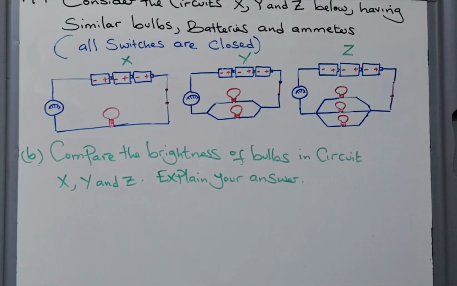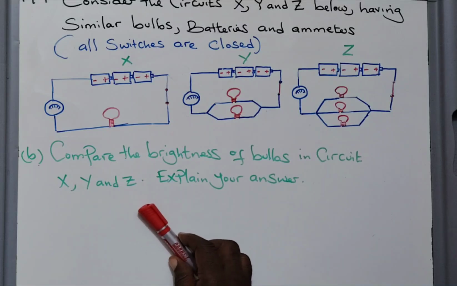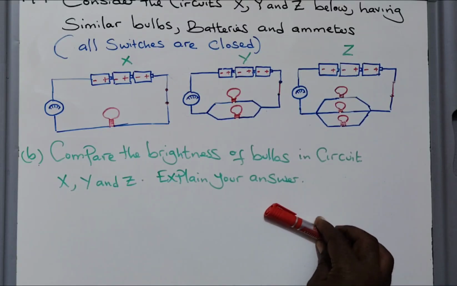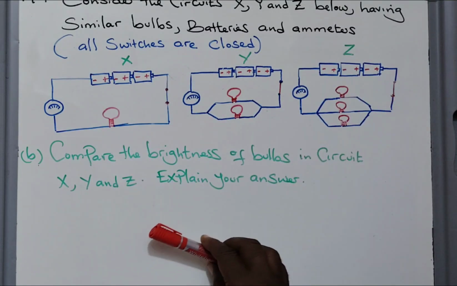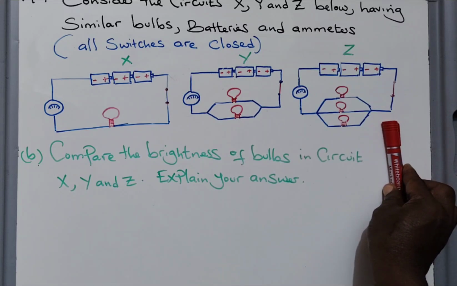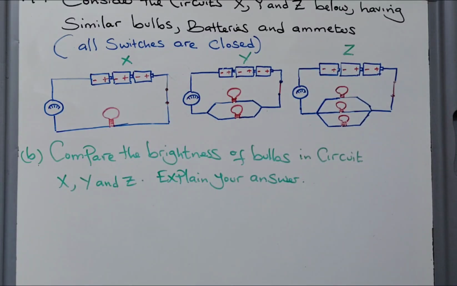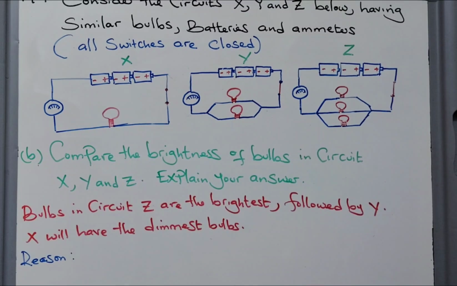Then we come to this one. It says compare the brightness of bulbs in circuit X, Y, and Z. Explain your answer. Which circuit will have the brightest bulbs? The answer is Z. Z will have the brightest, followed by Y. X will have the dimmest of all. And the reason?